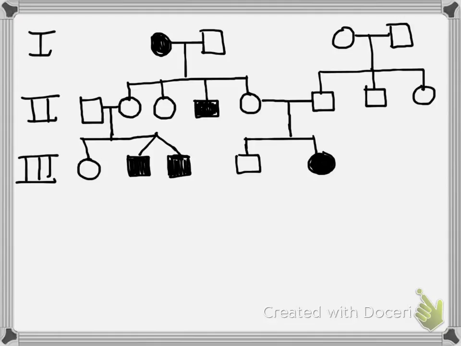Yes, ma'am. Okay, so what makes you believe that's the case? And we just talked about the fact that if it was dominant, every individual who was affected would have to have a parent that was affected with whatever it is. And this could be red eyes, it could be a widow's peak, it could be some disease. We don't know what it is.